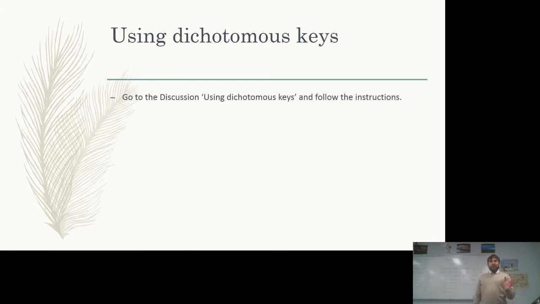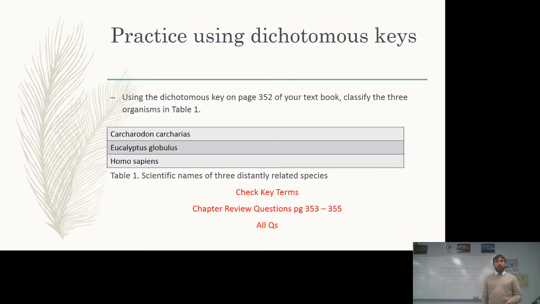So we have a discussion on using dichotomous keys. So you need to go to Canvas, open up that discussion and follow the instructions there. Hopefully that'll make things a little bit clearer even to what the videos are now. And then lastly we have our practice. Now we're at the end of the chapter. So when we're using the dichotomous key on page 352, you need to classify these 3 organisms.